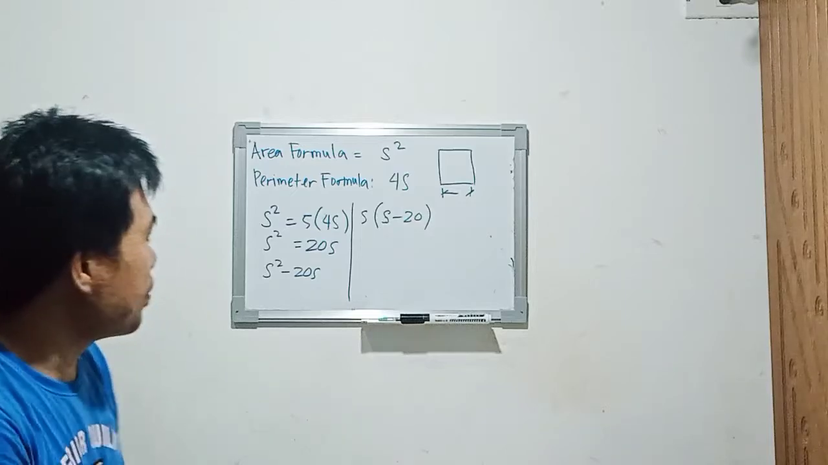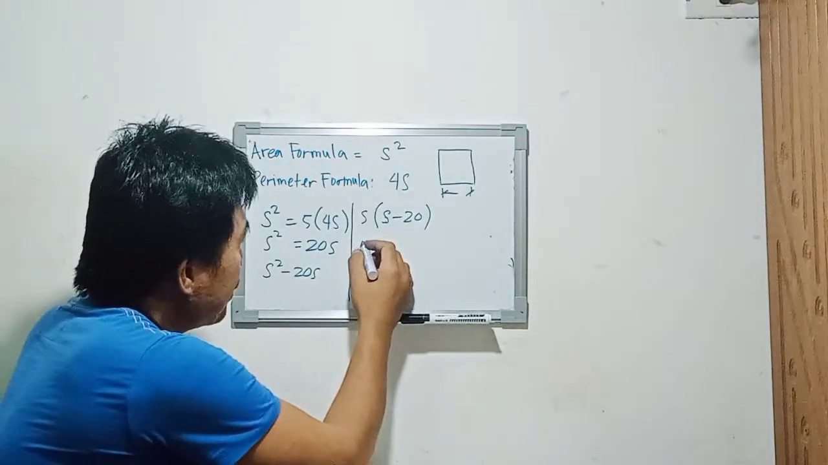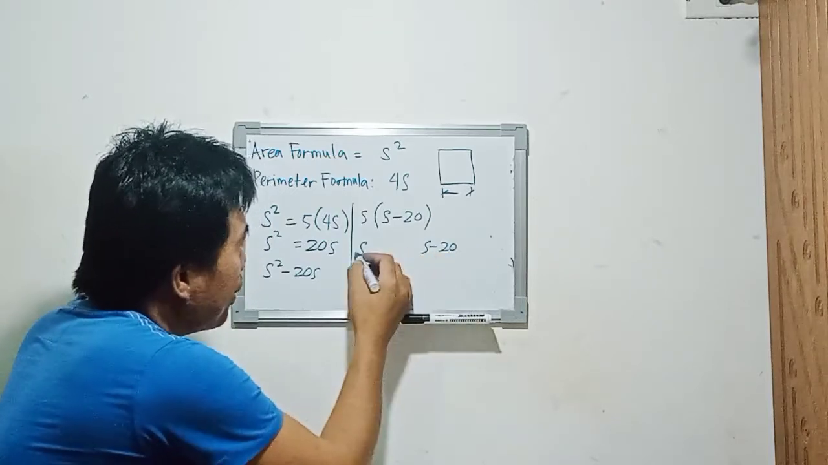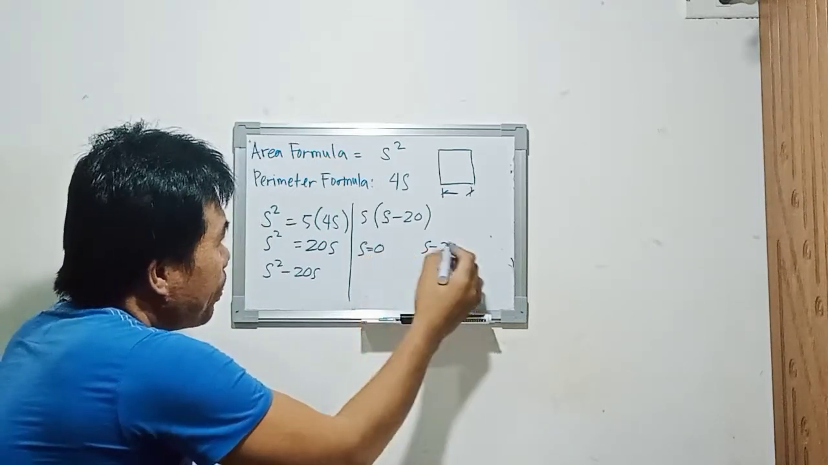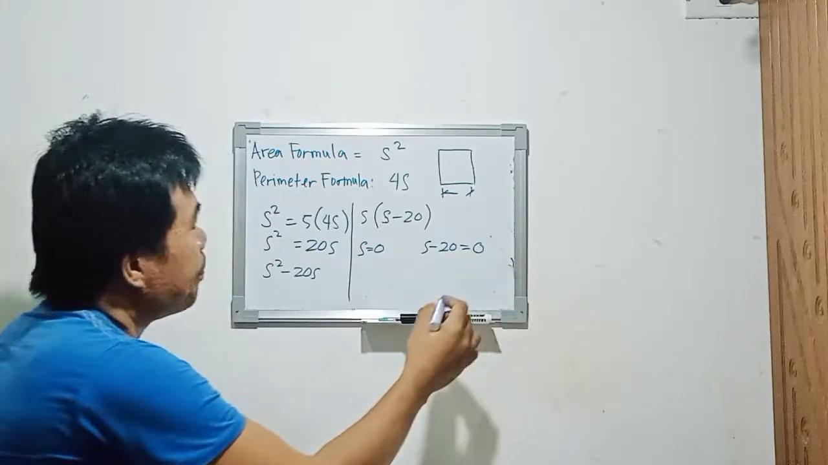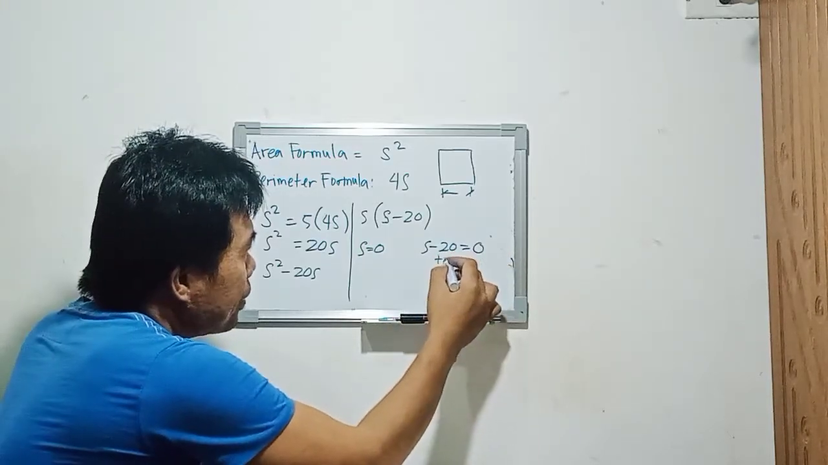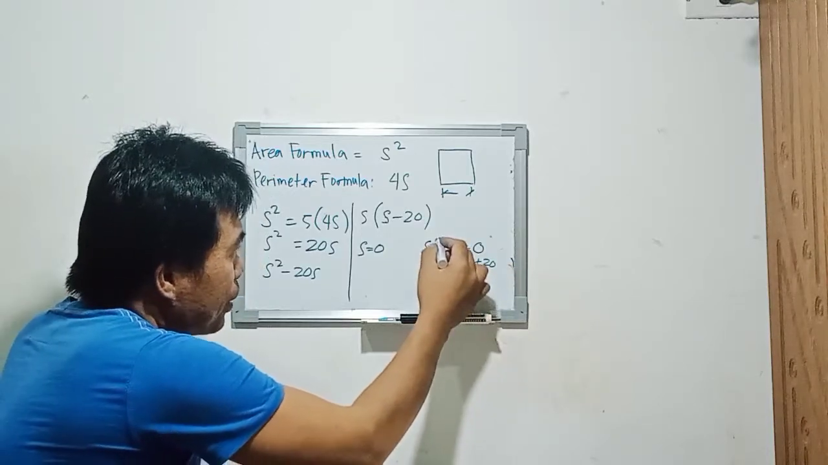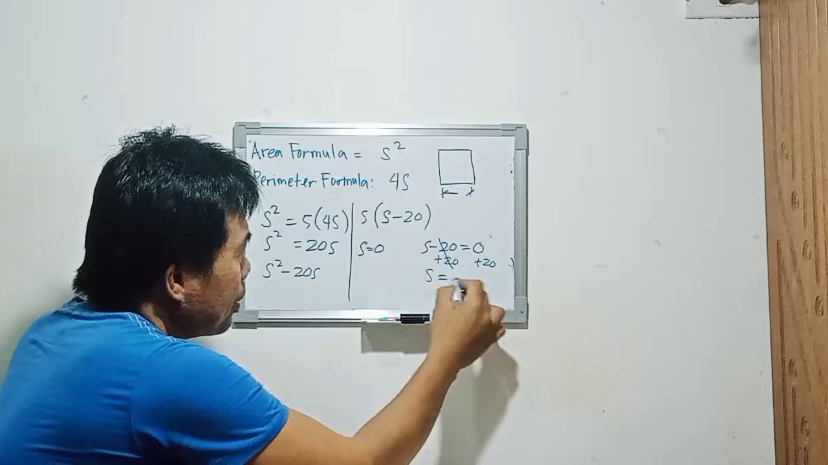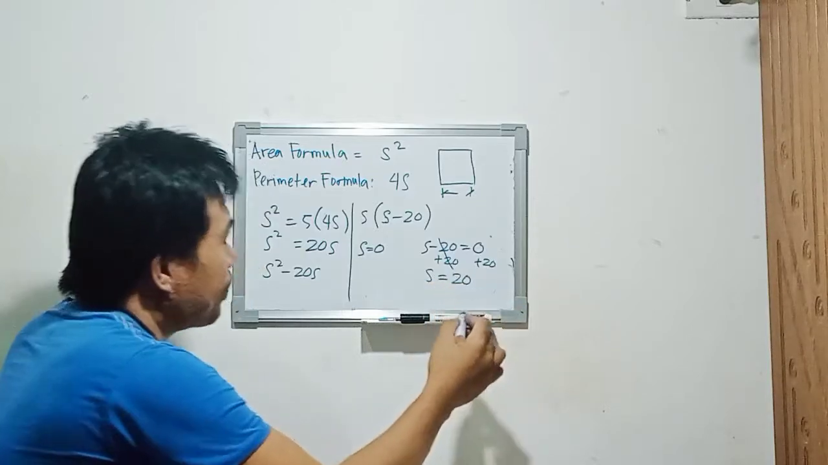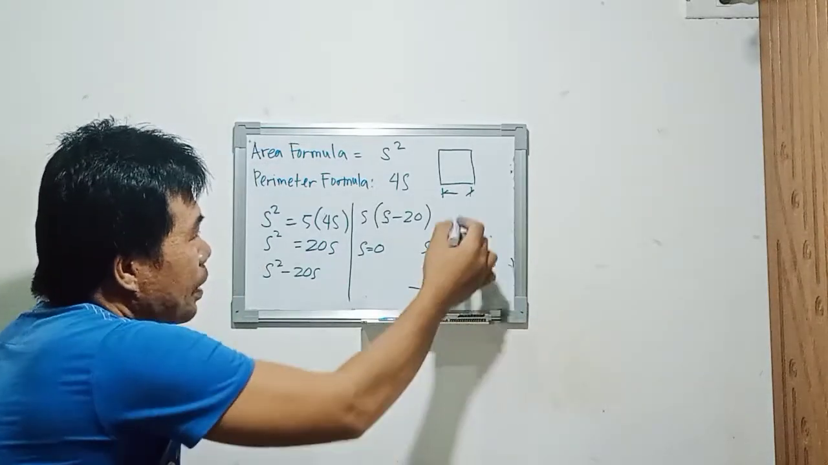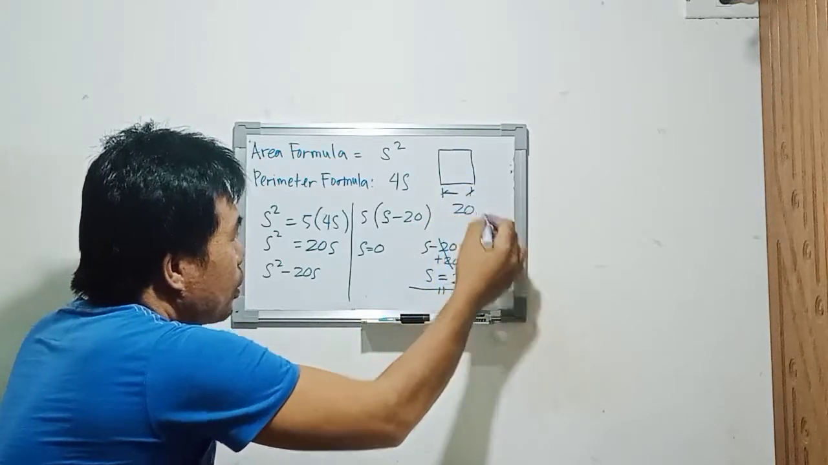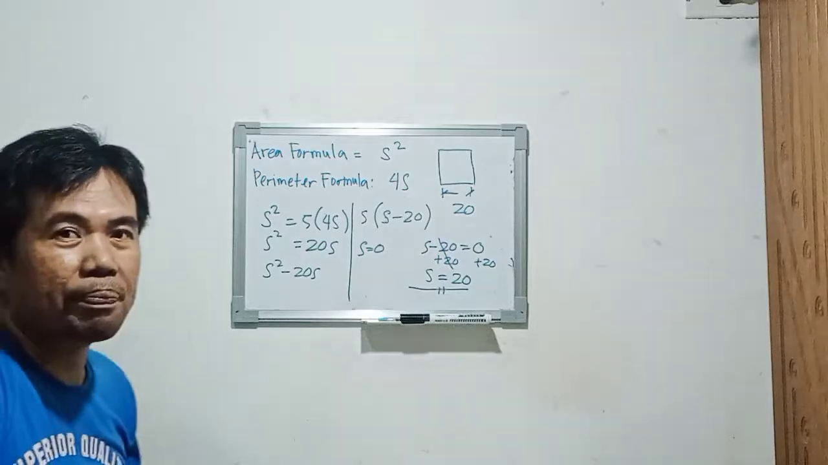Next step is zero property. S and s minus 20. S is equal to 0. Apply positive 20 to both sides. Minus 20 plus 20 is cancelled out. So s is positive 20. So therefore, the measurement of each side of this square is 20. That's our answer.